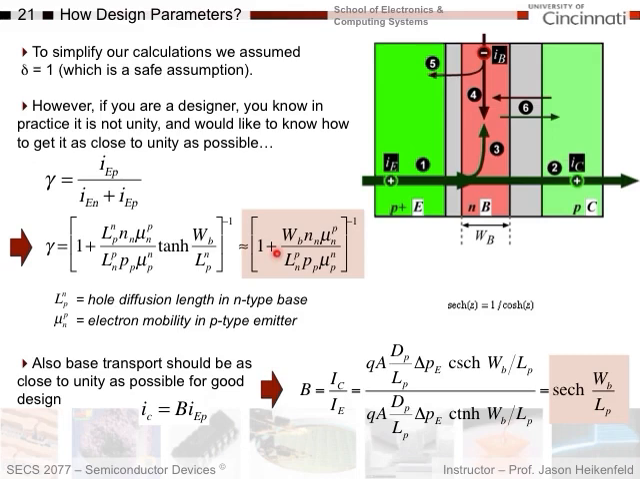It's also good to understand base transport factor, how much of your emitter current turns into collector current. We want this to be as close to 1 as possible. That's easy to calculate because that was the ratio of IC over IE. We had those hyperbolic trig functions. All this stuff cancels out, and you're left with just 2 hyperbolic trig functions, which gives you this hyperbolic secant of WB over LP. That gives you your base transport factor.